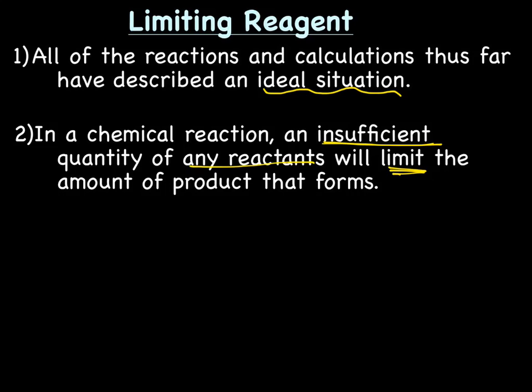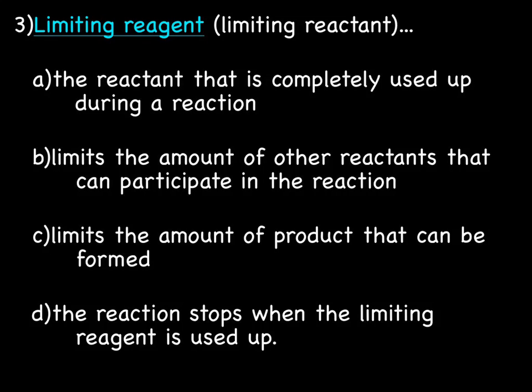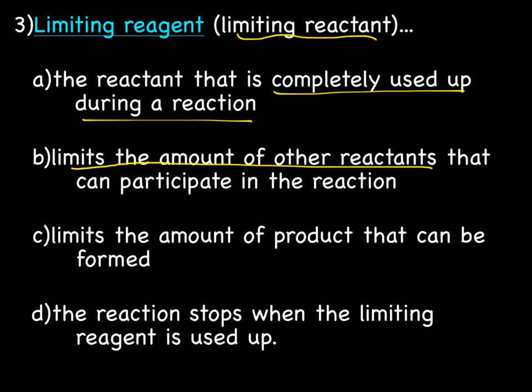In real life, we don't usually have an unlimited supply of all of our reactants. So again, if we have a limited quantity of any of the reactants, one or more of them, we're going to limit the amount of product that can be formed. So, what is a limiting reagent or limiting reactant? They mean the same thing. The limiting reagent is the reactant that is completely used up during a reaction. So at the end of the reaction, no more of that particular reactant is left. A limiting reagent limits the amount of the other reactants that can participate in the reaction.